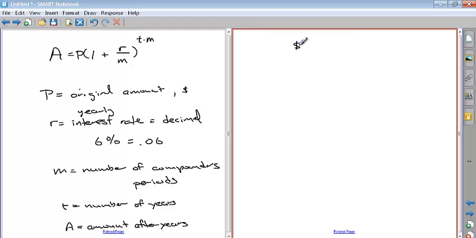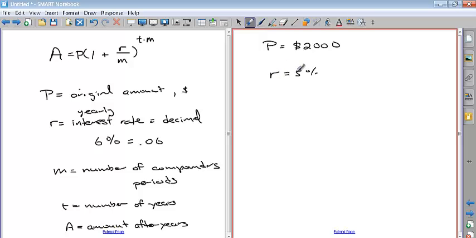So let's say I give you $2,000. So I'll say the beginning amount, which is your principal. Your interest rate, I'll give you in percent, but that means you've got to convert it to the decimal form. Let's say we do it monthly. So the monthly period would be 12. It's 12 months per year. And we'll do it for 10 years. So how much do we have after 10 years?